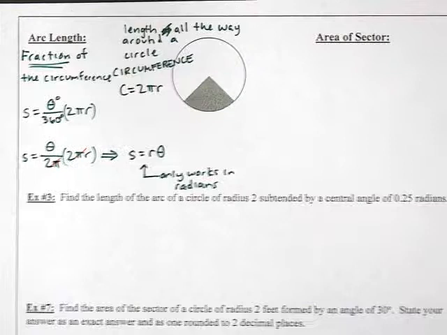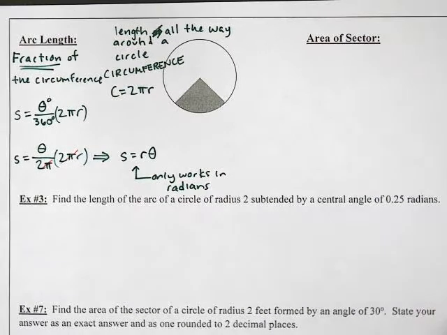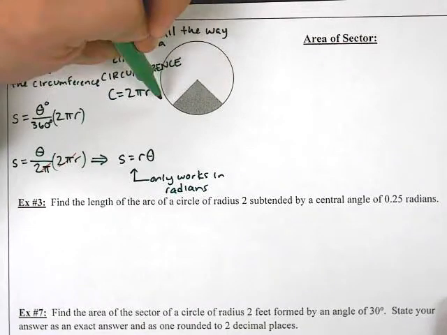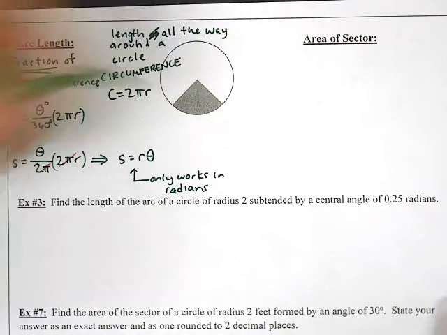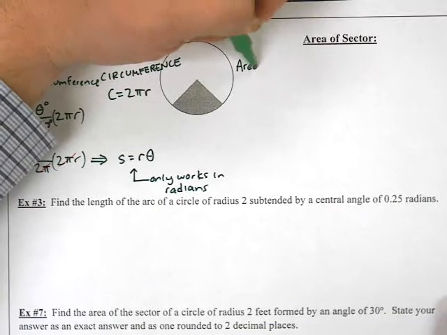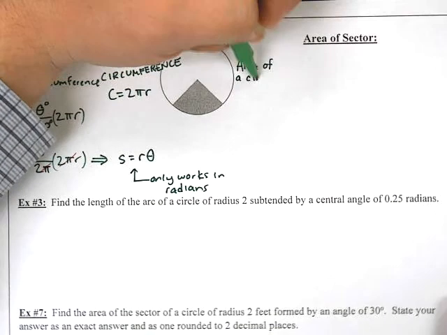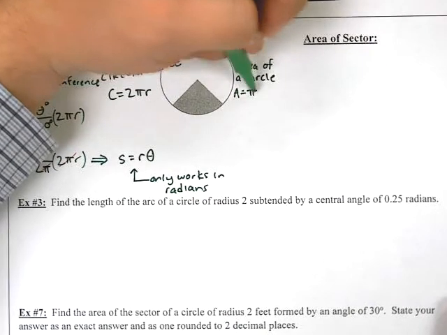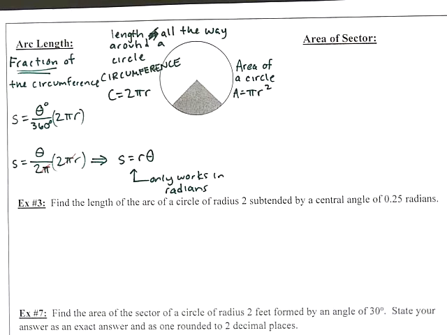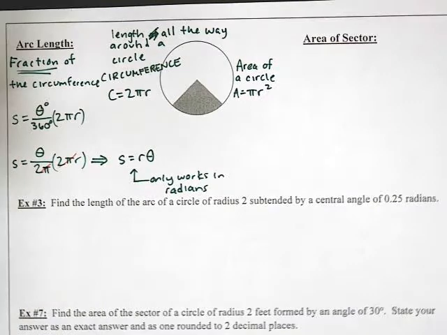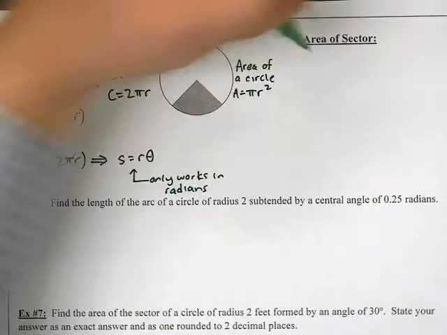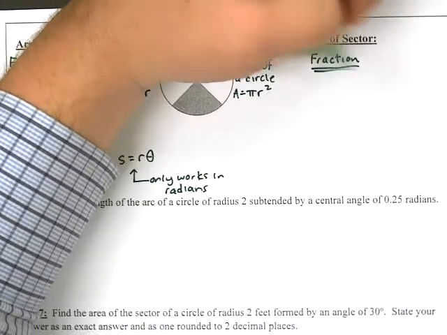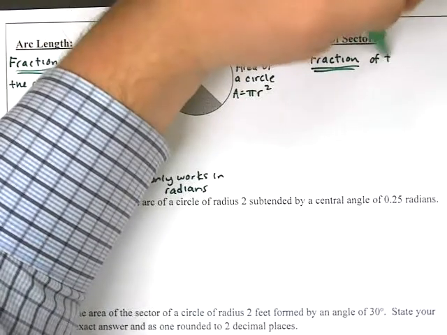What's really nice, guys, is area of sector works the exact same way, but now we don't care about circumference. I don't want to know how much around. I want to know how much of the total area. So we need to remember that area of a circle is pi r squared. Absolutely. And so because of that, this is a fraction of the total area.